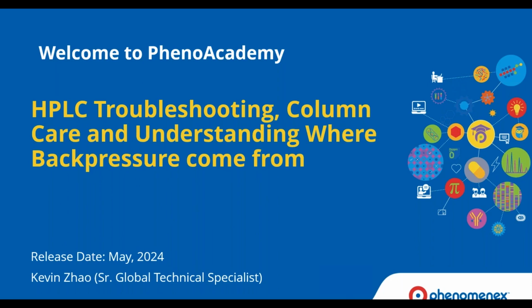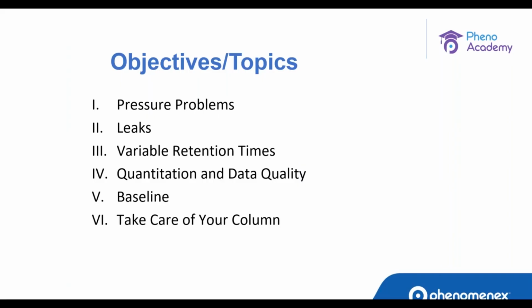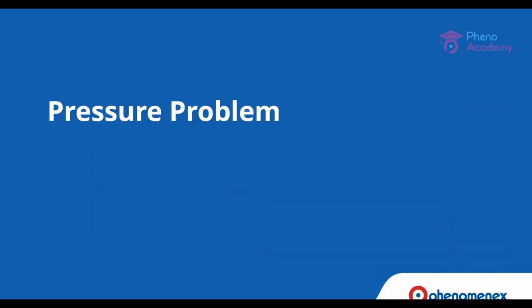Today, my topic is HPLC troubleshooting, column care, and understanding where back pressure comes from. The objective and topics for this talk will be the following six: pressure problems, leaking problems, variable retention times, quantitation and data quality, baseline, and taking care of your columns. So first is the pressure problem.